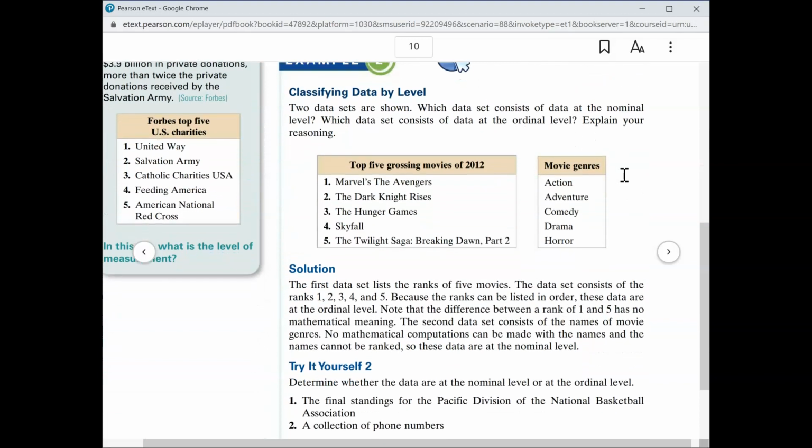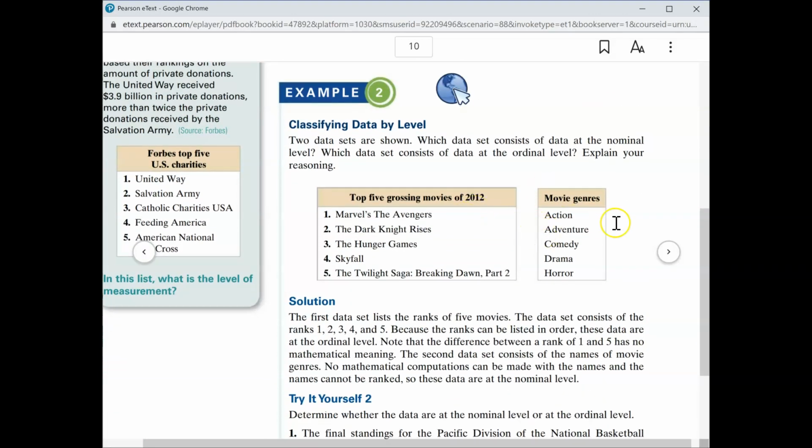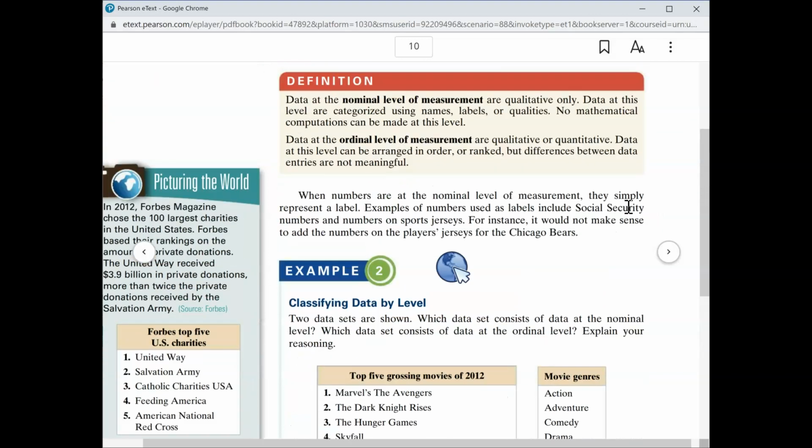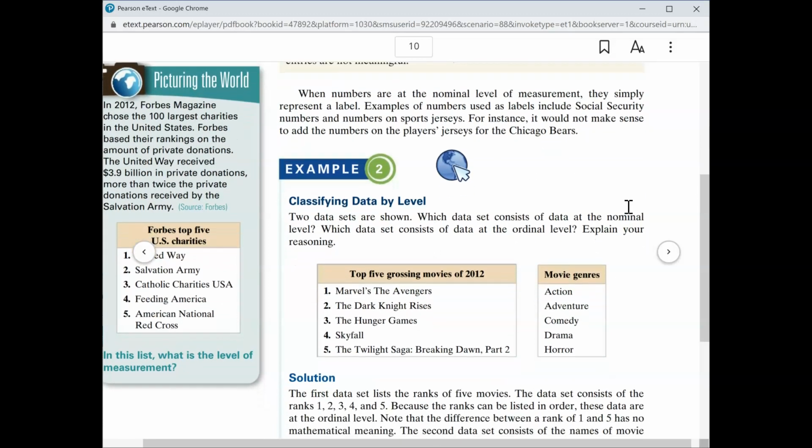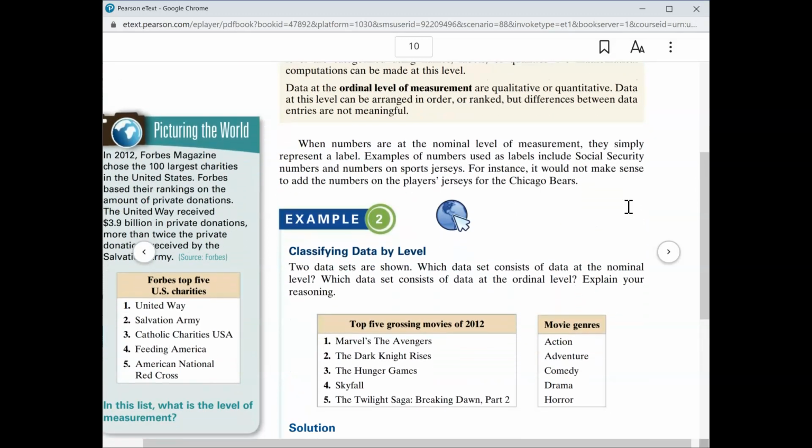So let's look at these two examples here. In this column we have the top 5 grossing movies of 2012: Marvel's The Avengers, The Dark Knight Rises, The Hunger Games, Skyfall, and The Twilight Saga. Whereas in this column we have movie genres. That means categories: action, adventure, comedy, drama, horror. Well, what level of data measurement are each of these?